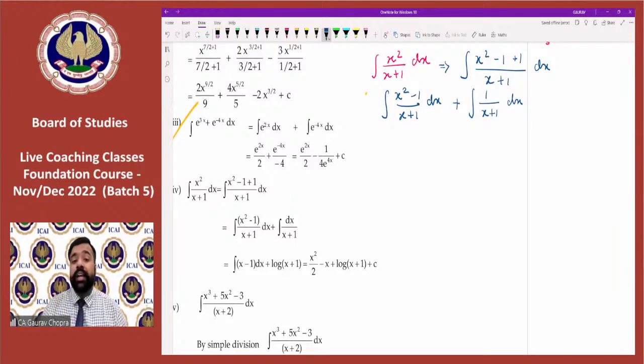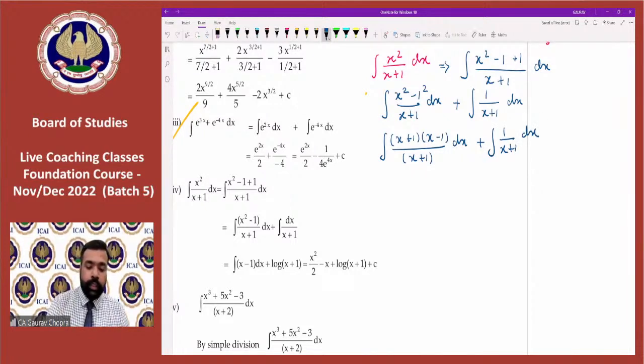Now what can be done? x square minus 1 is there, so it can also be written as x square minus 1 square. So a square minus b square, we can apply the identity. It will become a plus b and a minus b. So let's write a plus b, a minus b, and then in the denominator we have x plus 1. So now x plus 1 is getting cancelled. What is left? Integration of x minus 1.